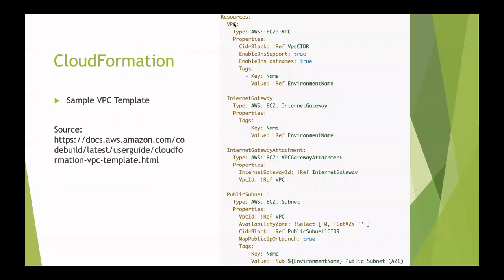So here's an example of a CloudFormation template. You can have resources like VPC. Here you specify certain things, names, and you remember we were setting up this enable DNS support, DNS hostnames, and you can have an internet gateway, you can have public subnets. So all those resources you can create programmatically.